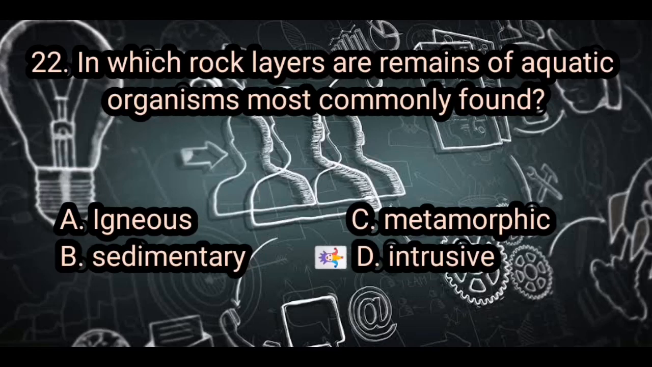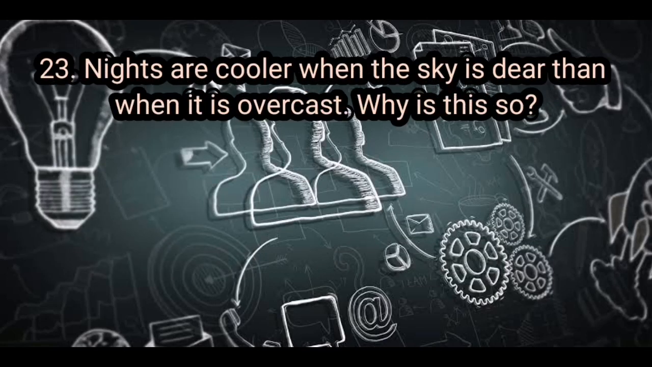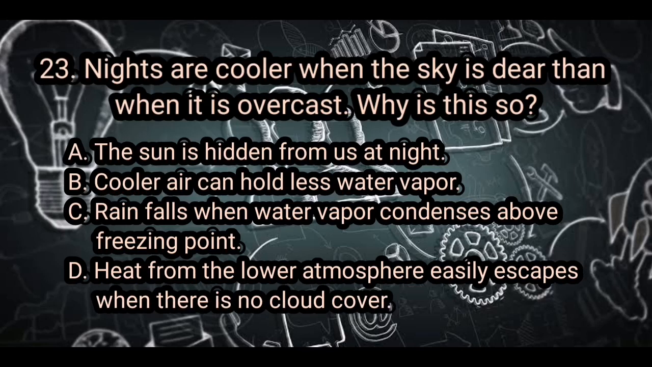Correct answer, letter D. 23. Nights are cooler when the sky is clear than when it is overcast. Why is this so? A. The sun is hidden from us at night. B. Cooler air can hold less water vapor. C. Rain falls when water vapor condenses above freezing point. D. Heat from the lower atmosphere easily escapes when there is no cloud cover.